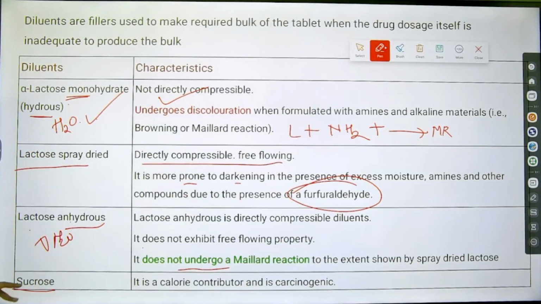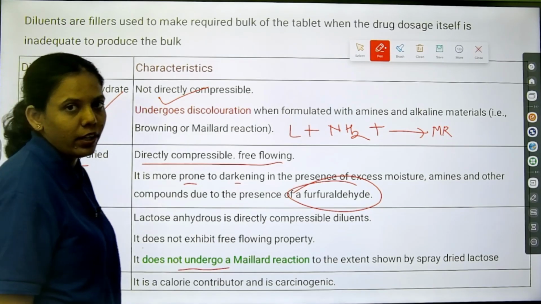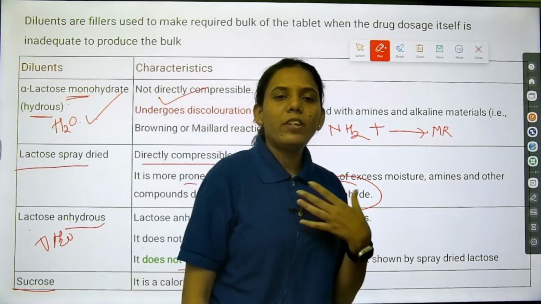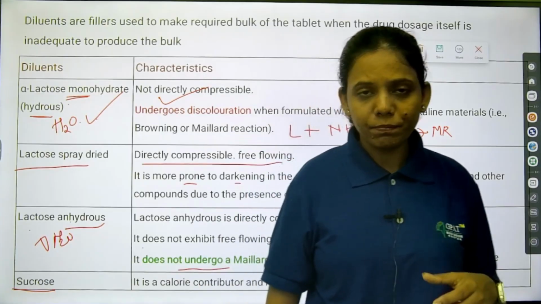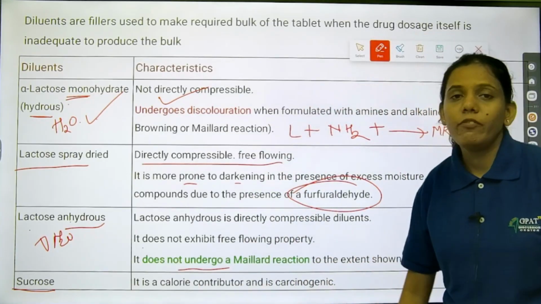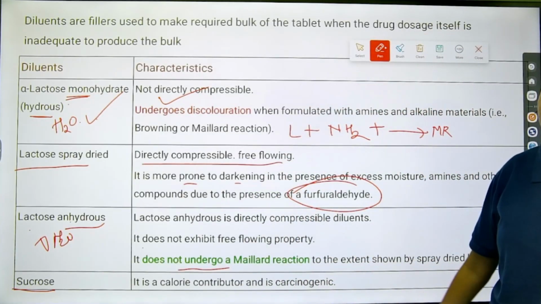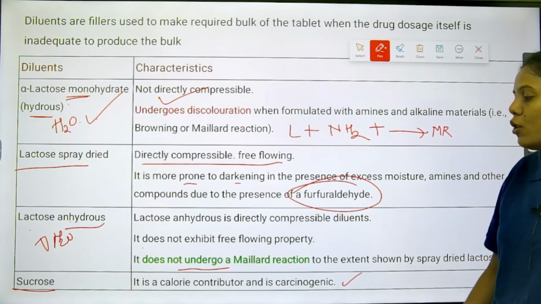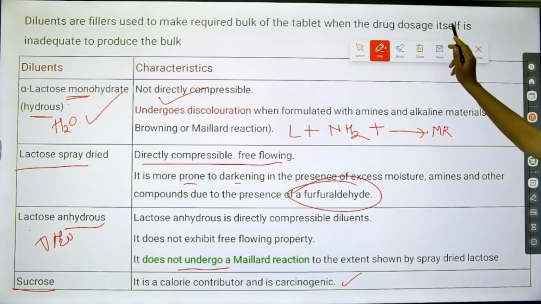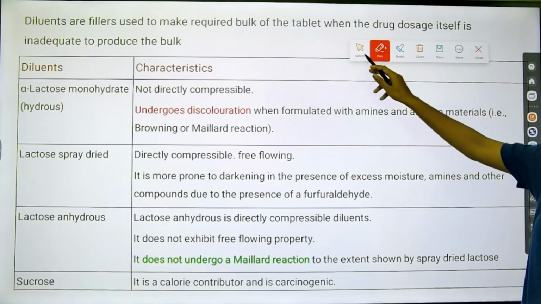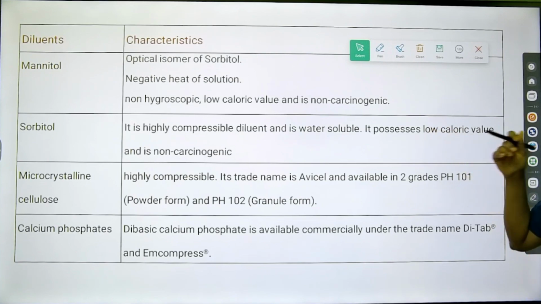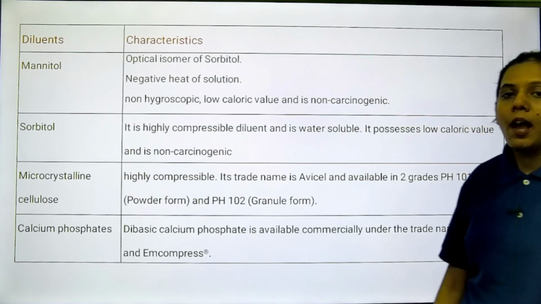Next is sucrose. Sucrose is a calorie contributor and it is carcinogenic. There are some excipients which are carcinogenic. They have the ability to cause cancers. So sucrose can cause cancer. It is a calorie contributor, that means it has calories. Next is about the mannitol.